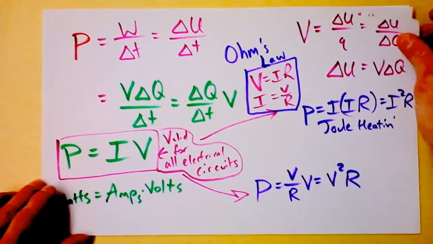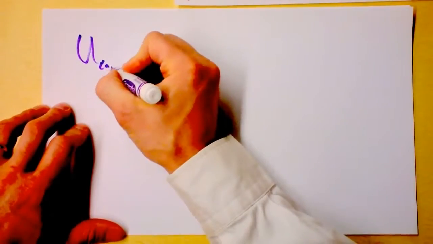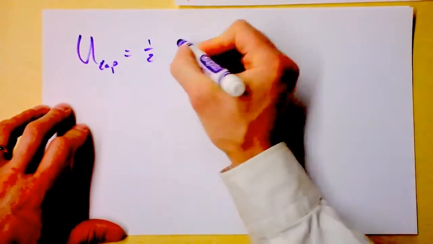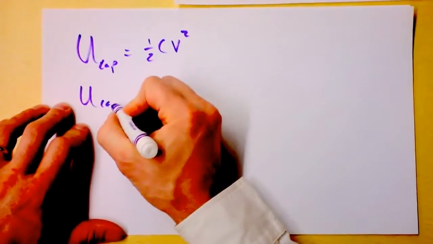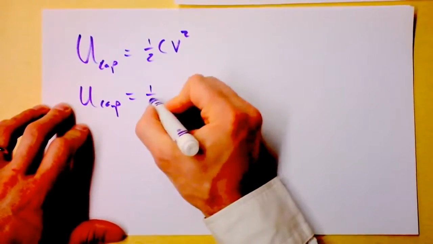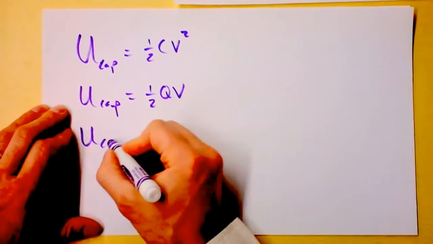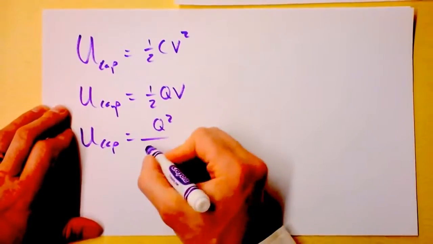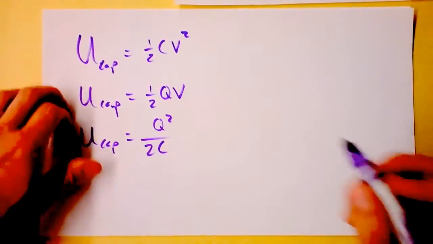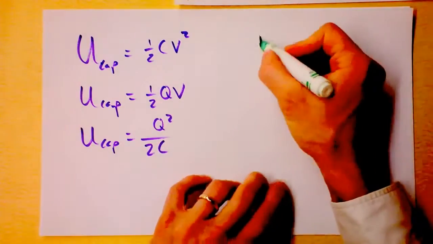So I'm going to write down 3 equations for the energy stored in a capacitor. The energy stored in a capacitor is 1/2 CV squared, and of course the energy stored in a capacitor is 1/2, oh man, wasn't it Q times V? Oh yeah, but the energy stored in a capacitor, well, you know that is just Q squared over 2 times the capacitance of the capacitor. Sure, but look at the similarity between these 3 equations.